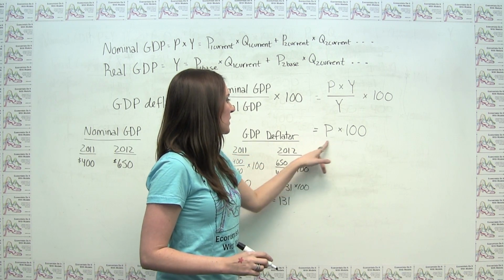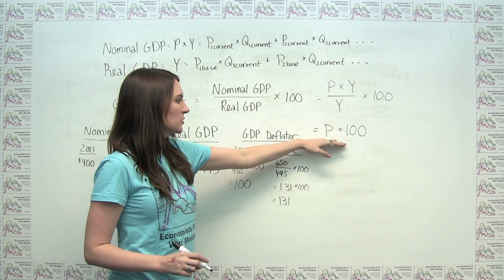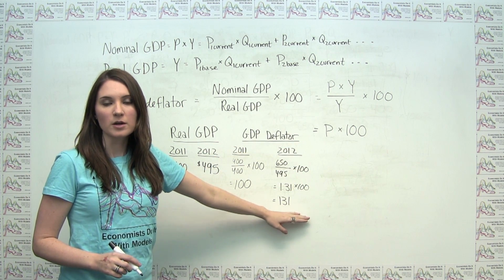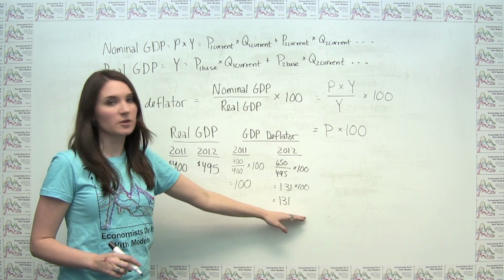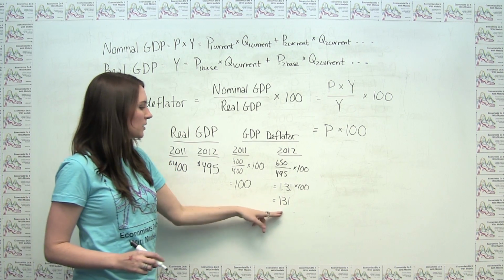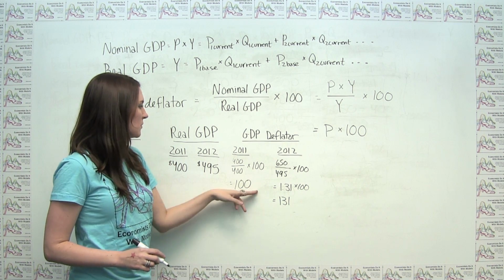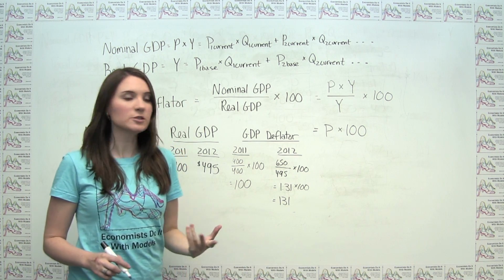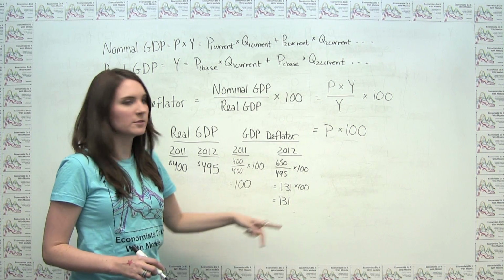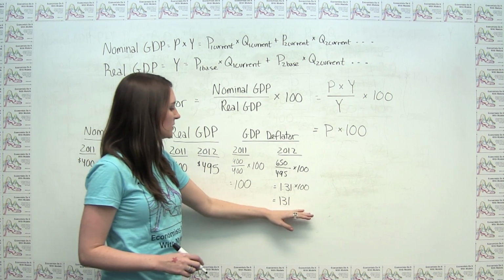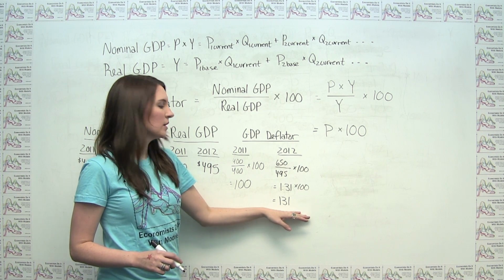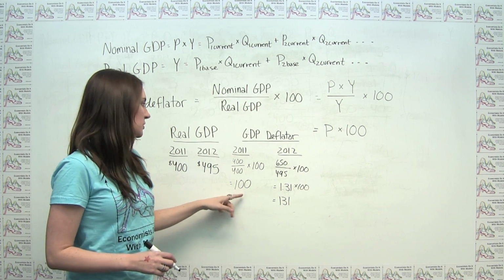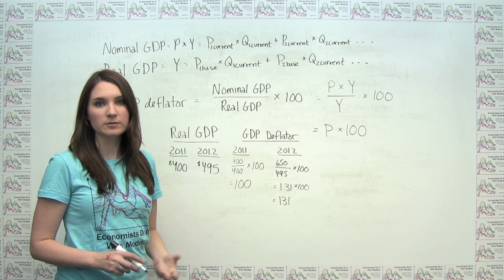So if we're thinking about our GDP deflator as a measure or an index of an overall price level, as we said here, that our GDP deflator was just some measure of the price level times 100, then if we get bigger numbers for our GDP deflator, that means that prices are increasing. So for example, because we got a bigger GDP deflator for 2012 than we got for 2011, that means that prices on average increased from 2011 to 2012. If we had gotten a number smaller than 100 here, that would have indicated that prices on average, or in the aggregate, decreased from 2011 to 2012.